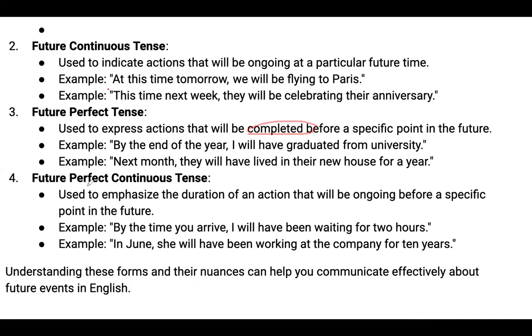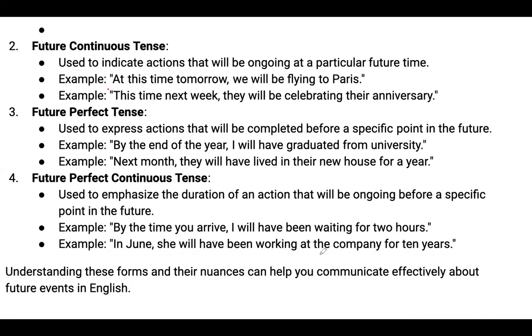But in the future perfect continuous, you are emphasizing the duration of an action that will be ongoing before a specific point in the future. By the time you arrive, I will have been waiting for you for 2 hours. What does that mean? It will have already completed 2 hours in the future. In June, she will have been working at the company for 10 years.